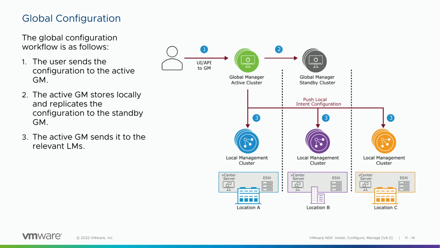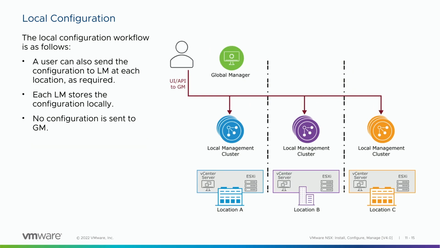Now, when I'm configuring objects, Global Manager is going to push a configuration only to the necessary local managers. So here we've got an example of me making some kind of change. Global Manager is going to push that configuration change to the standby Global Manager cluster so that if my active Global Manager cluster fails, I still have that configuration somewhere. And then it looks like I made a change that spanned all three locations, so we'll send that request from Global Manager to each of the local managers because those are what are relevant.